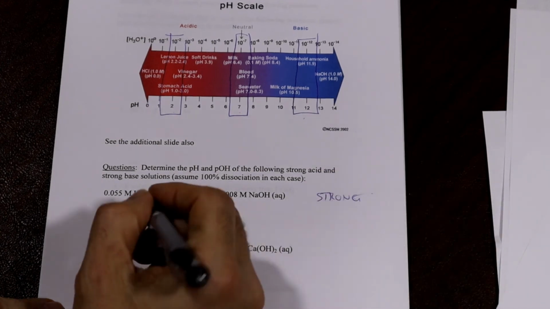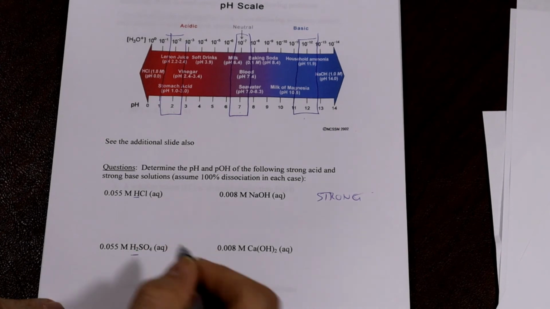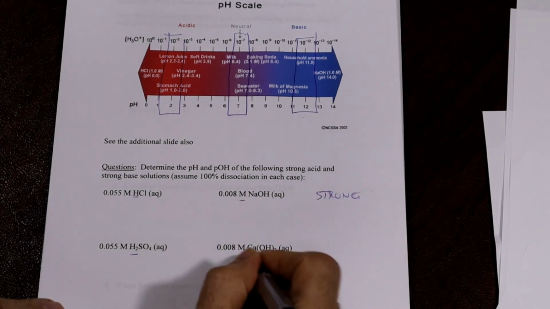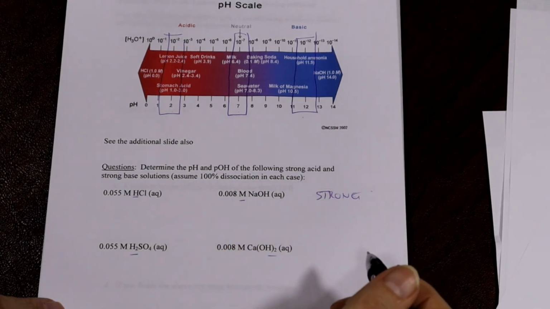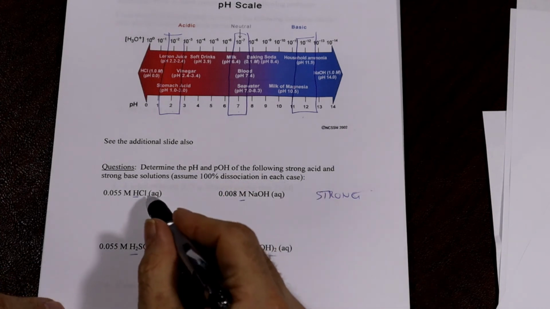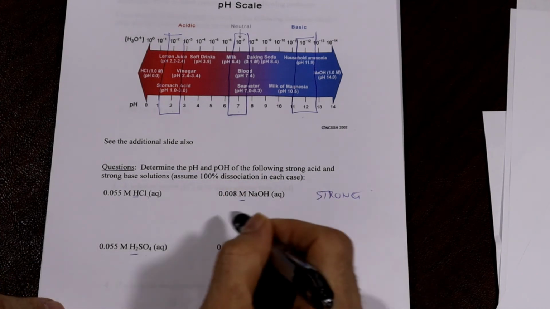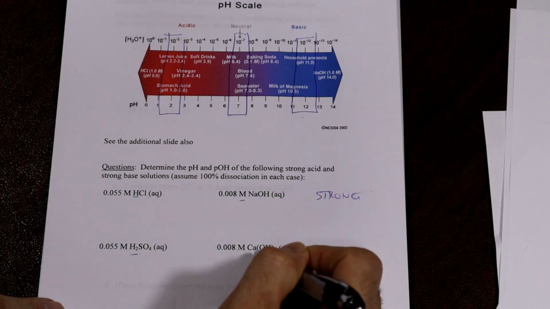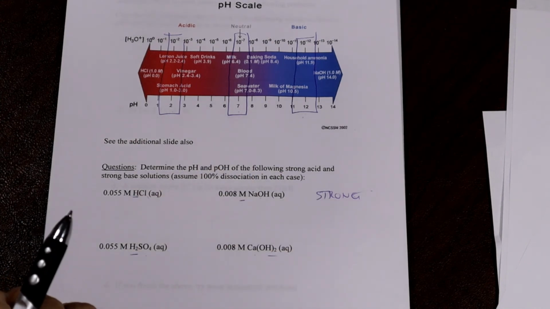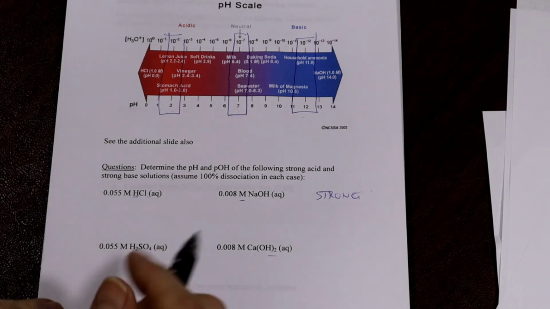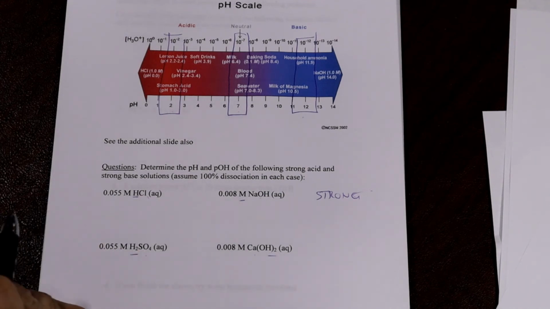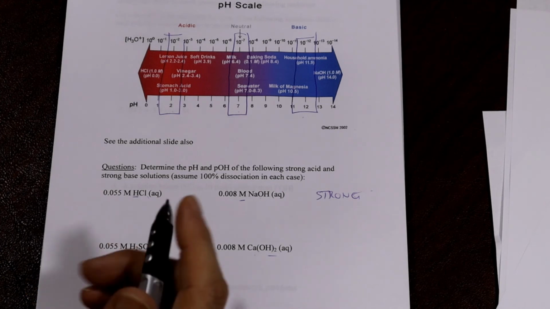acids and bases. This is monoprotic, this is diprotic, this is monobasic, this is dibasic. Okay, so we'll see a doubling of H plus concentration and a doubling of OH minus concentration, but remember that will not double the pH, okay, because it's a log function. We'll see a small change in pH. All right, so let's do the first one.